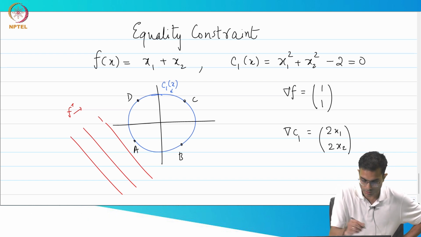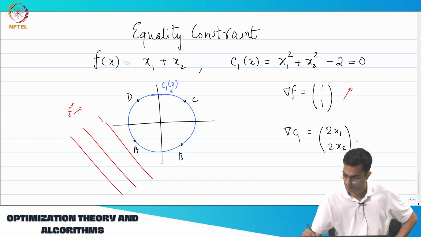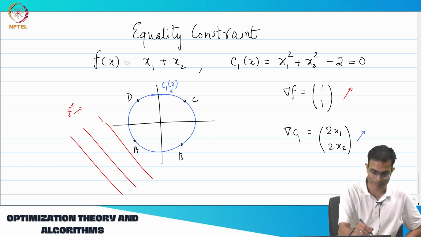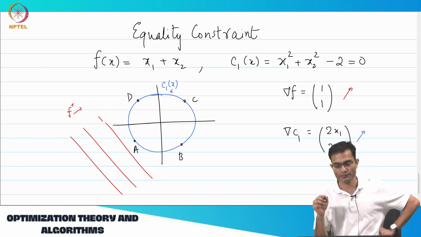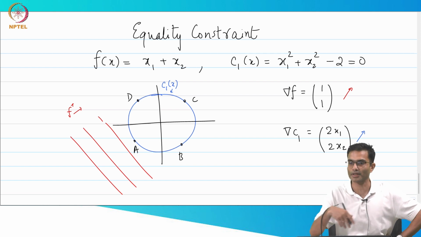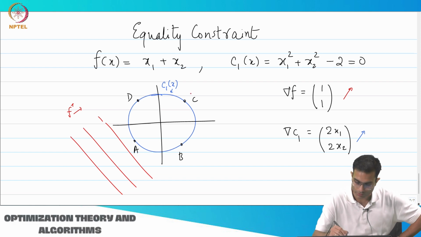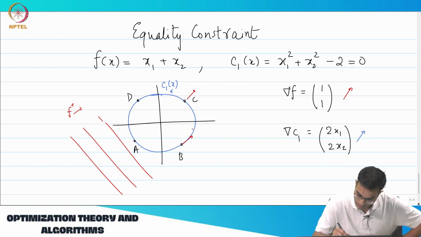Let us denote grad f by this color and grad C1 by this color. Okay, so at all of these points, grad f is a constant, it's a constant vector. So no matter which point I take on the feasible set, grad f is always pointing in the same direction. So let's just draw that over here.